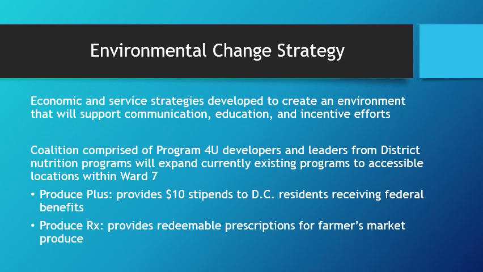Lastly, economic and service environmental change strategies will be used to create an environment that will support communication, educational, and incentive efforts. As previously mentioned, Produce for You will provide food stipend incentives to Ward 7 residents. To further increase produce affordability, a coalition comprised of Produce for You developers and leaders from other district nutrition programs will be established to expand and combine currently existing programs to accessible locations in Ward 7 with Produce for You's program features.